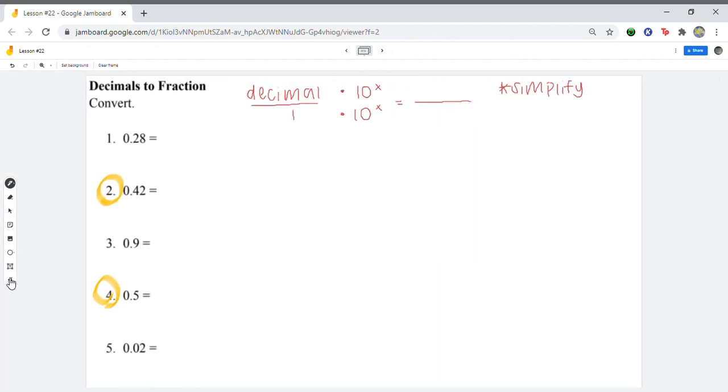Now, the second section we're going to go over is decimals to fractions. Over here, I wrote down the directions to convert from decimal to fraction.